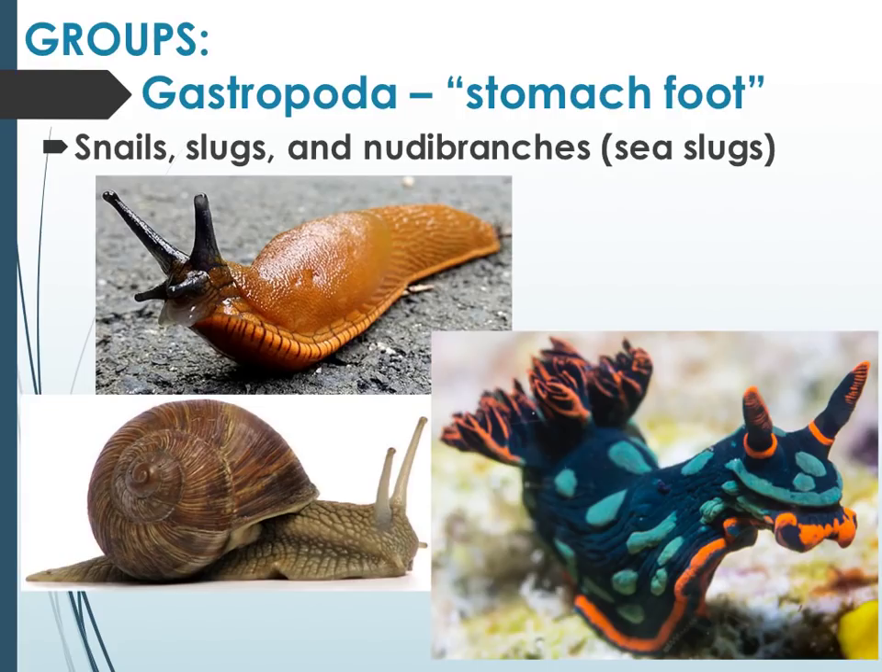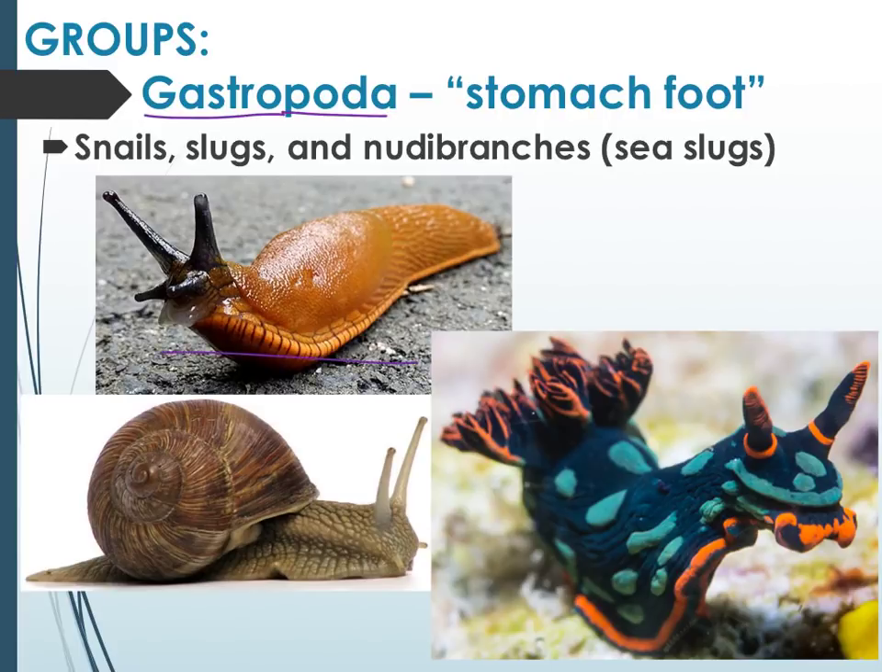There are three classes of mollusks. The first is the gastropoda. Gastro means stomach, and poda or pod means foot. So a gastropod is basically a stomach and a foot, and this is snails, slugs, and nudibranchs, however you want to say it.